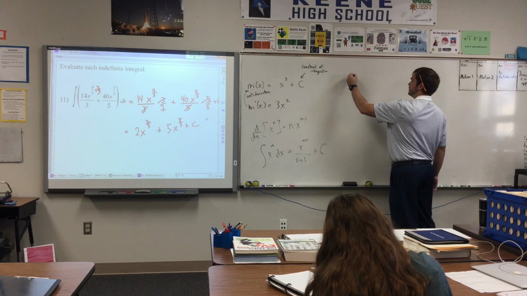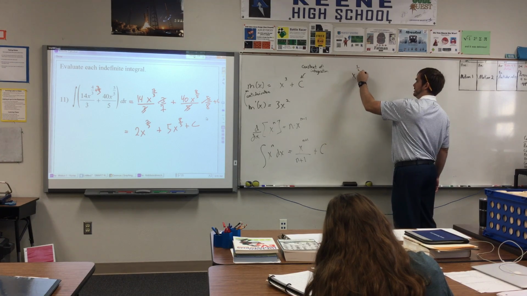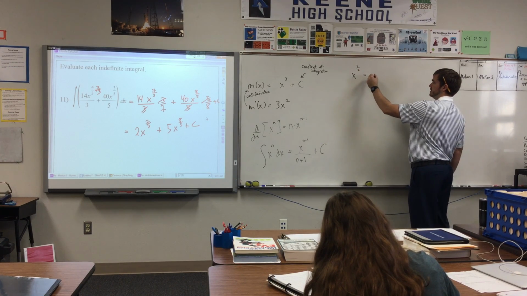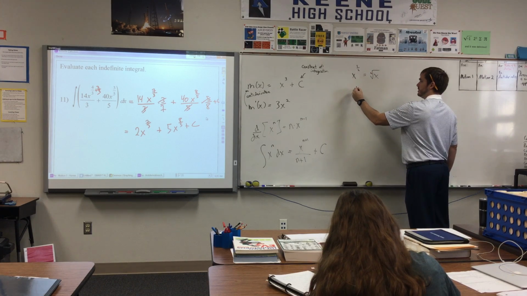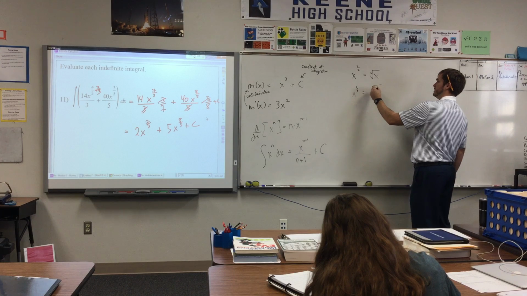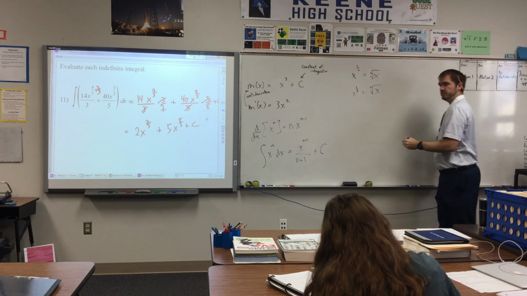So, for instance, x to the 1/2 corresponds to the square root of x. X to the 1/3 corresponds to the cube root of x.